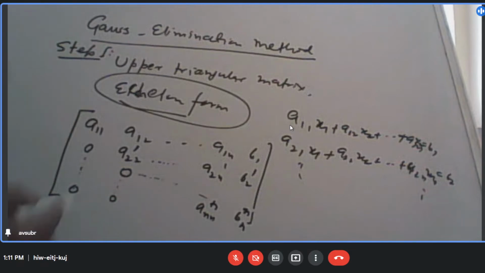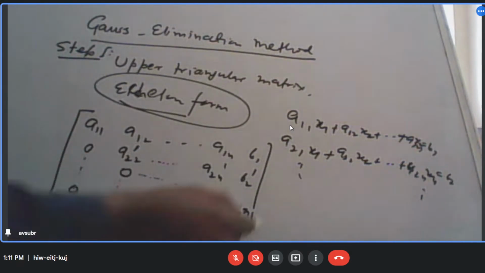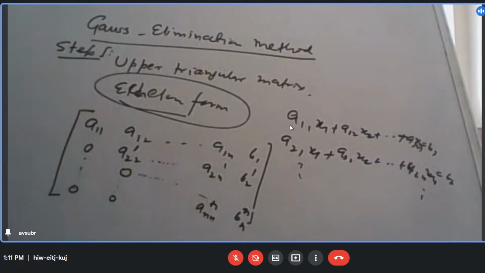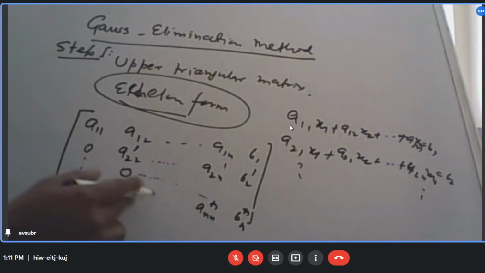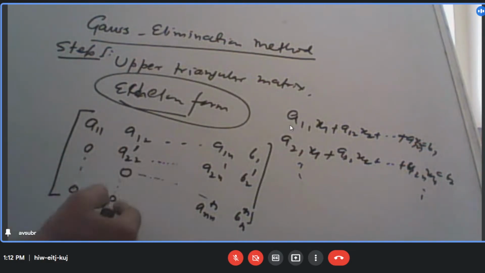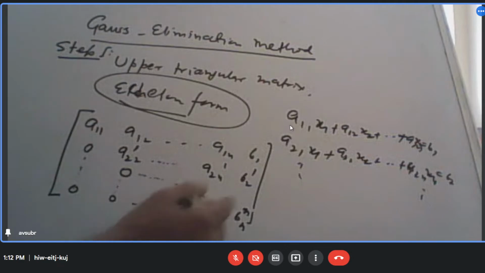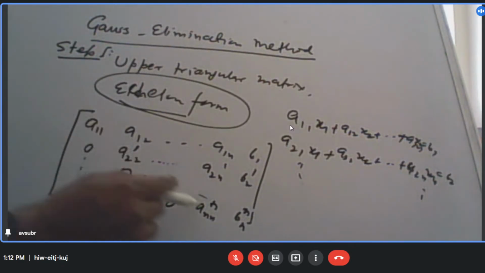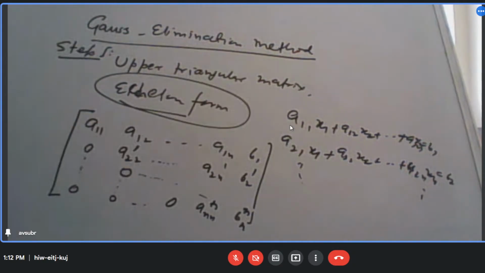So the thing is that we will do this operation. We will make all coefficients 0, like in the first, below this pivot element, then below the next pivot element, and then again below the next pivot element. Like that we will continue until all are becoming zero except the diagonal elements and these elements. Understood?